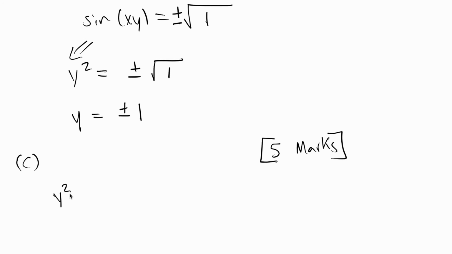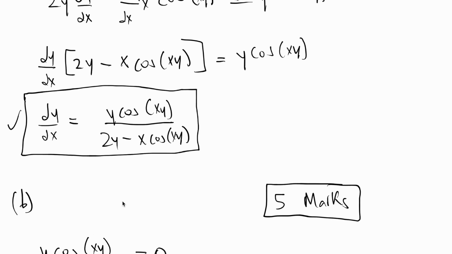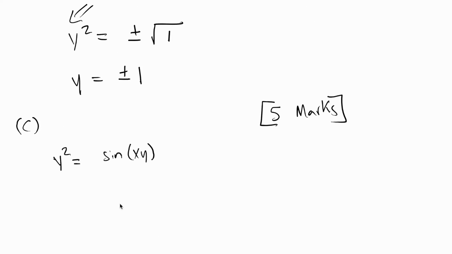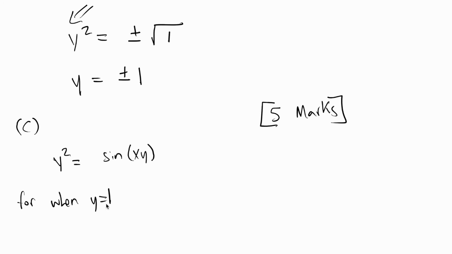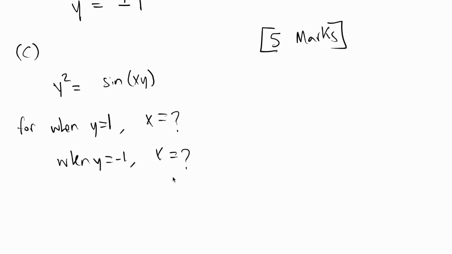We know the equation y square is equal to the sine of xy. We know that equation. So what do we do? Well, all we have to do is substitute. We know y can be either plus or minus 1. So for when y is equal to 1, x is equal to what? When y is equal to negative 1, x is equal to what, right? This will give us all the coordinates. So let's do that. Let's substitute 1 into the equation for y.